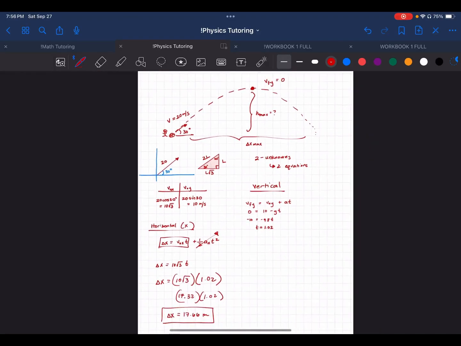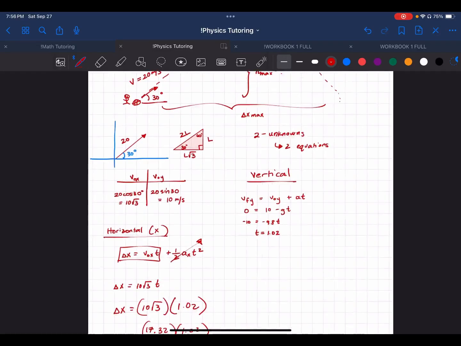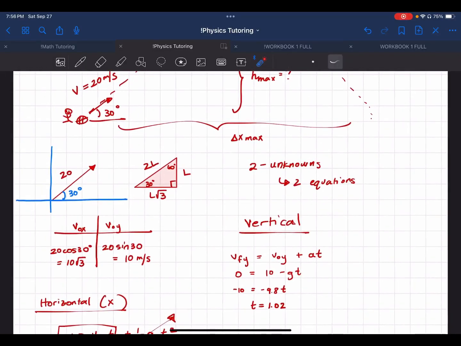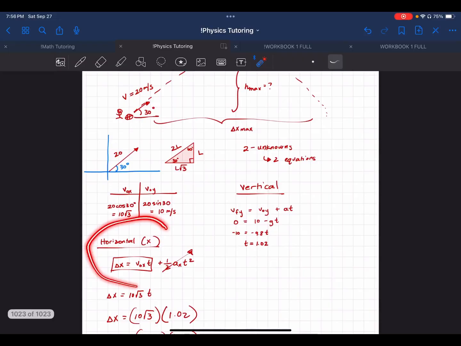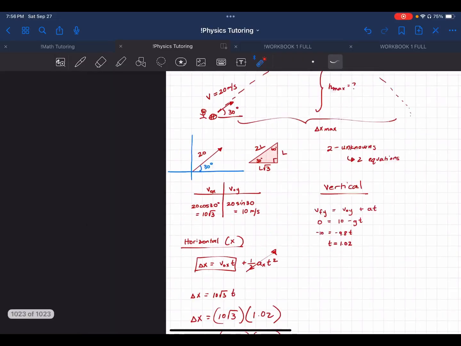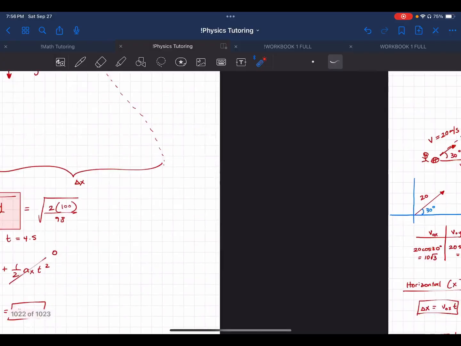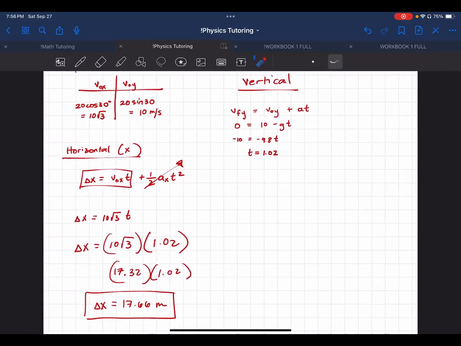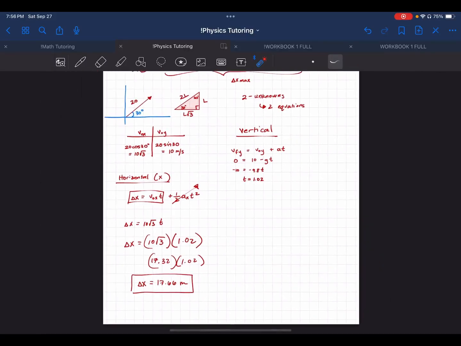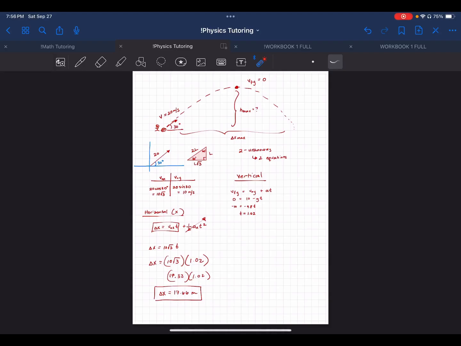So yeah, these aren't too bad. Make sure this is always the first step: break it into its components. Solve for the two, horizontal and vertical. You'll need time again, like the previous question that we did, most likely. Unless your teacher wants to do it backwards, then you'll have to go that way. And then you should be able to get the answer. Cool, cool.